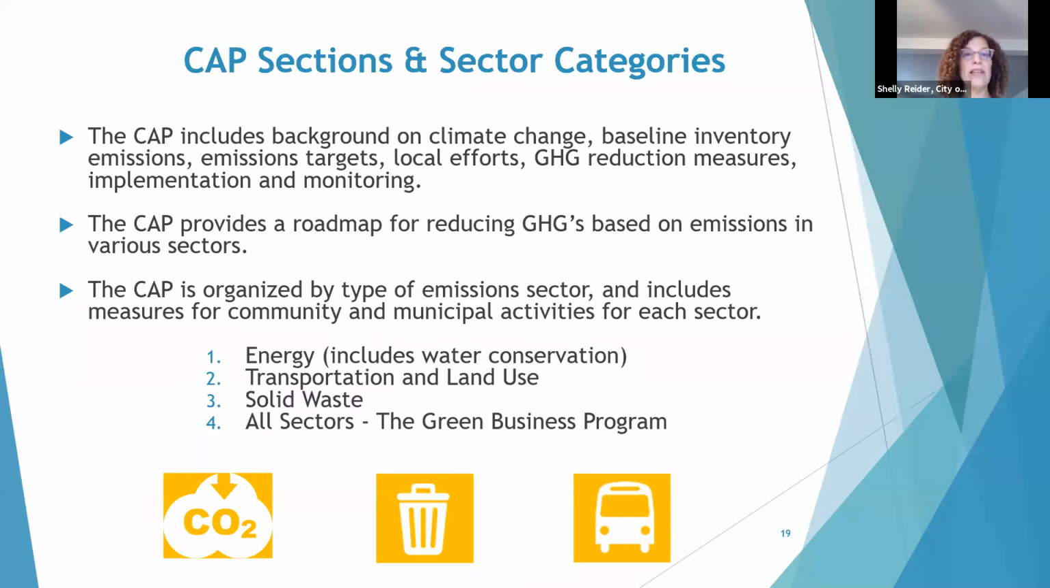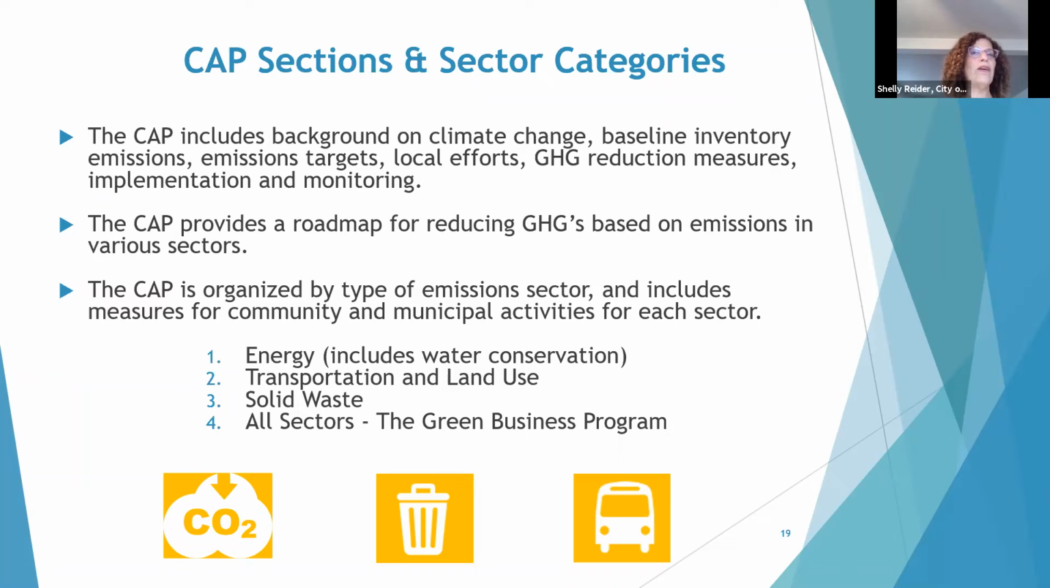So if you look at the draft climate action plan, you will see that the community measures are mentioned first, and below that are municipal measures. The categories or the emission sectors are energy, and that includes water conservation, transportation and land use, solid waste, and then there's the all sectors category, the green business program. And this touches upon all the other sectors. And next we'll get into each of these sectors.